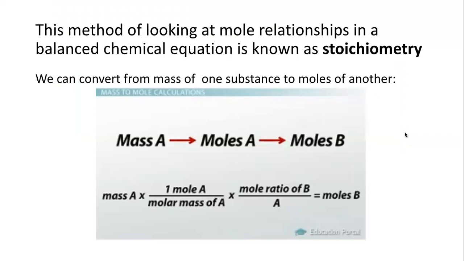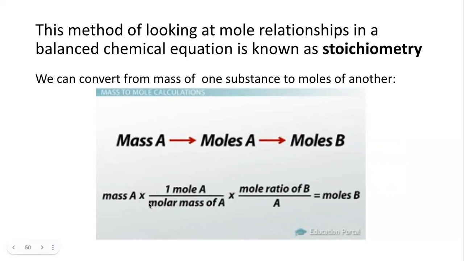The method of looking at mole relationships in a balanced chemical equation is known as stoichiometry, and we can convert from mass of one substance to moles of another. And this is how we're going to set up this equation. So if you write down this equation and you look at a problem, you can take the information given in the problem and plug it into this equation to answer the problem. So we start with mass of A, and we want to get to moles of B. We must go through moles of A using our molar mass, and then a mole to mole ratio.